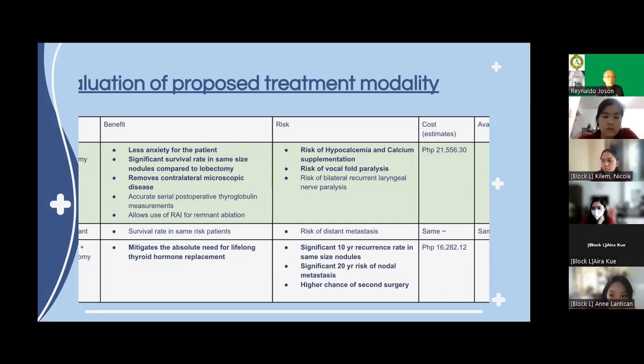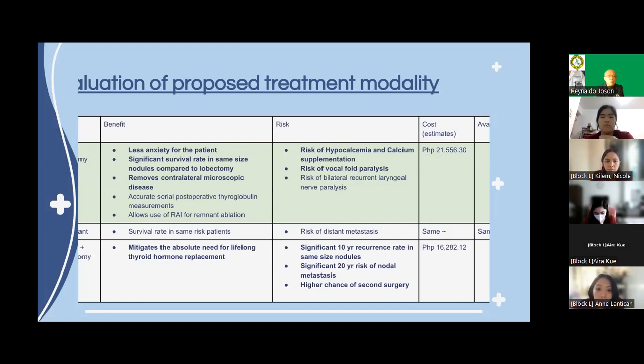Other benefits na it's not as major as those first three po is it allows accurate serial postoperative thyroglobulin measurements and allows the use of RAI for remnant ablation if kung sakaling kailangan po. Survival rate in same risk patients was non-significant po in between total thyroidectomy and lobectomy. So for the benefits of lobectomy naman po, ang meron lang po siya is it mitigates the absolute need for lifelong thyroid hormone replacement po.